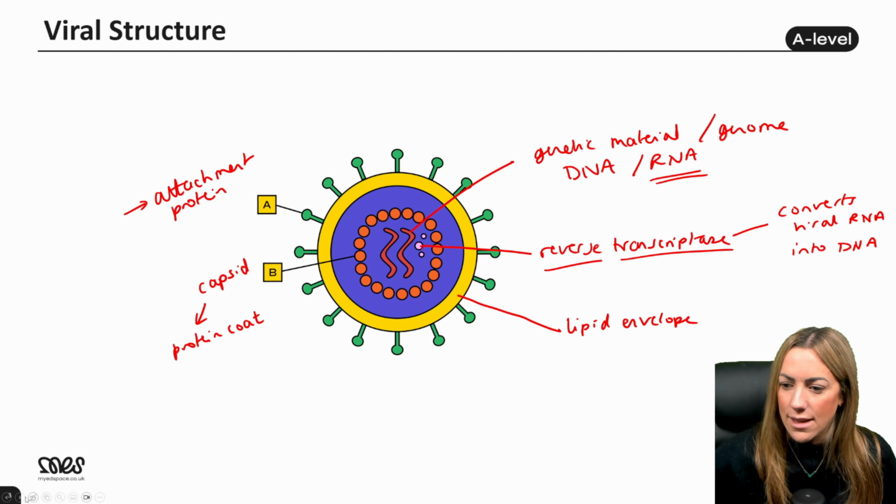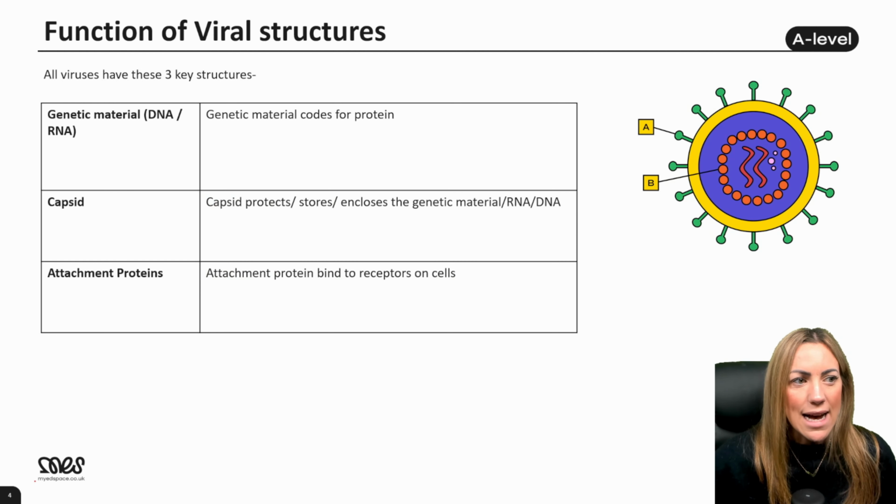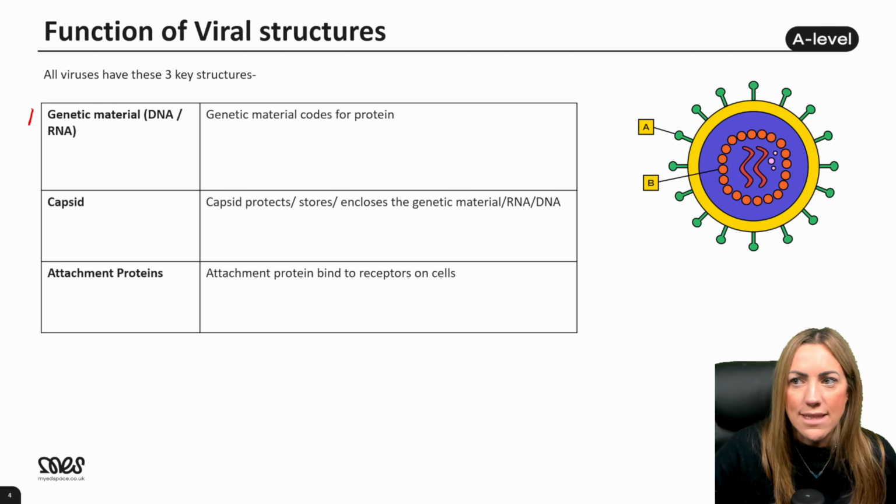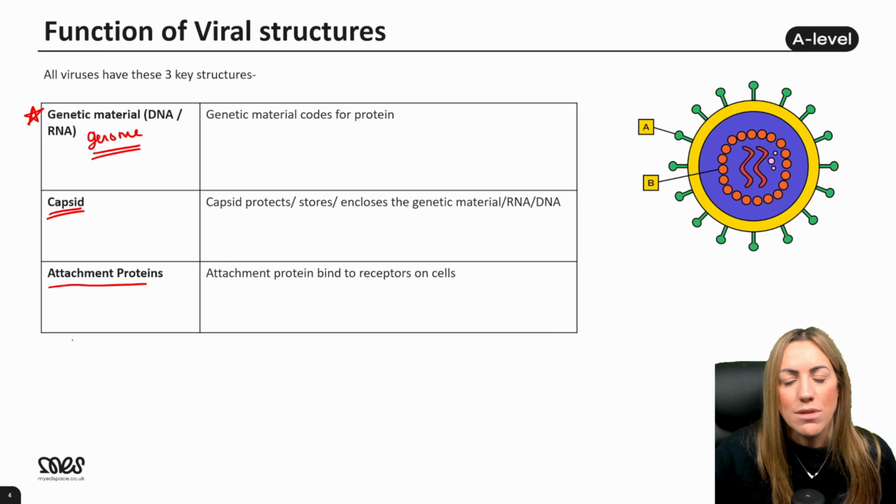Okay. Let's have a look then at the 3 key features that all viruses have. So all viruses have genetic material, or a genome, we can say. They all have a capsid, which is made of protein, and they all have attachment proteins on their surface. So remember, they don't all have a lipid envelope, and they do not all need reverse transcriptase.